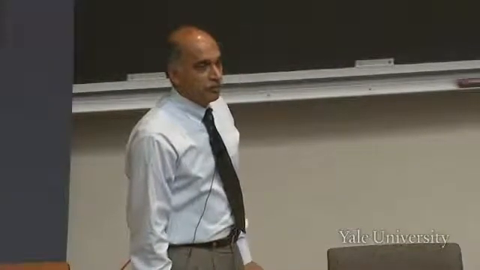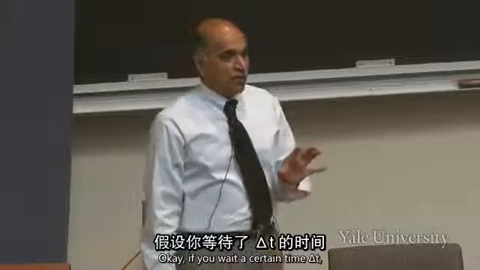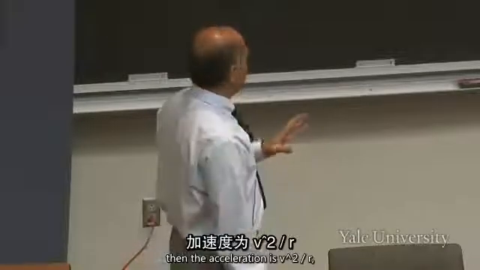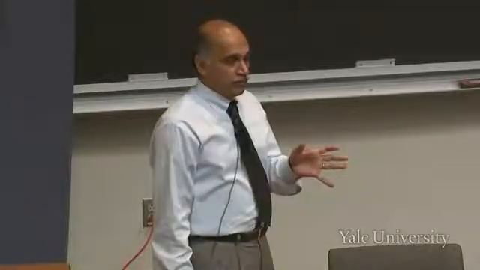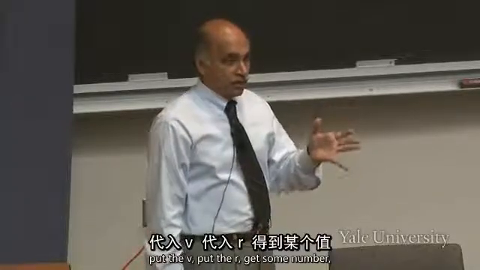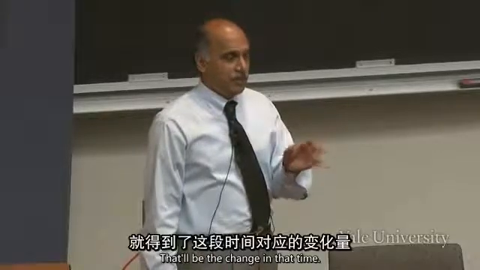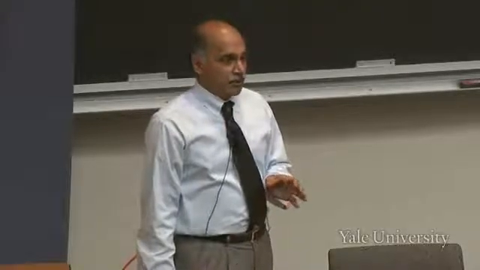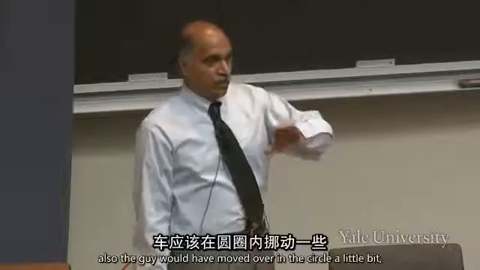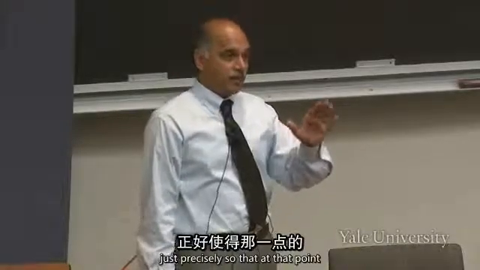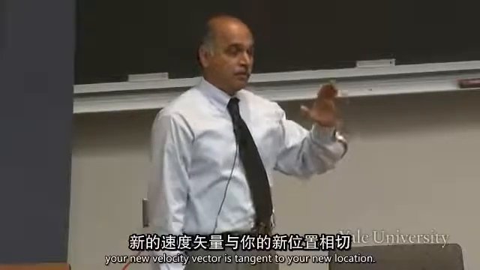Right, what is that change in velocity equal to? If you wait a certain time delta t, then the acceleration is v squared over r. Put in the v, put in the r, get some number, multiply by the delta t, say 1/10 of a second. That will be the change in velocity in that time. In that time the guy would also have moved over in the circle a little bit, just precisely so that at that point your new velocity vector is tangent to your new location.